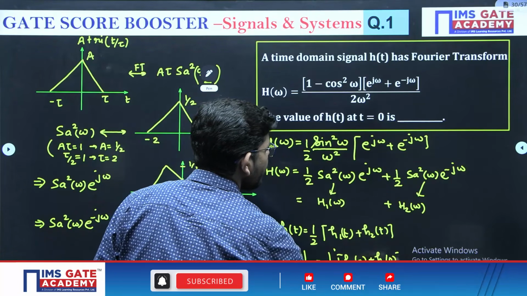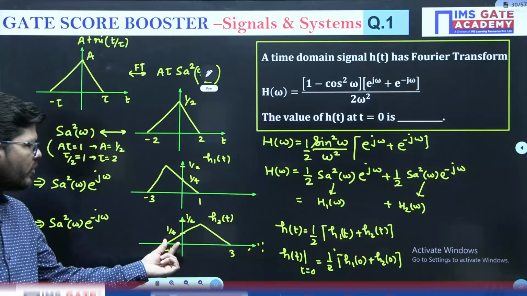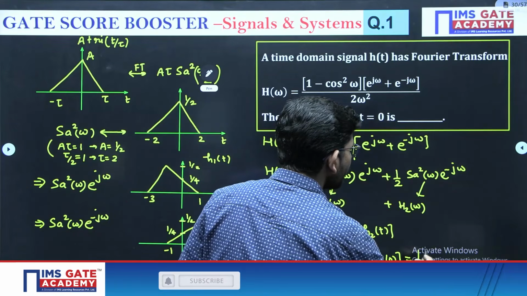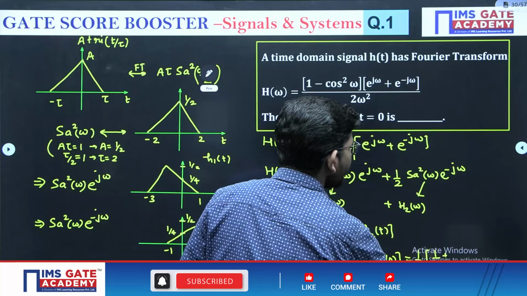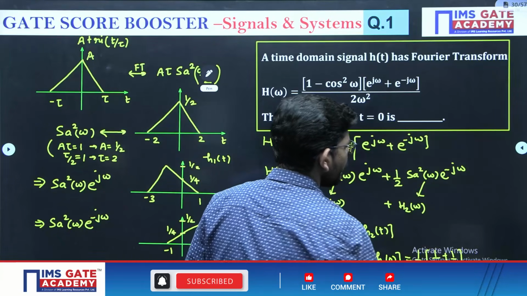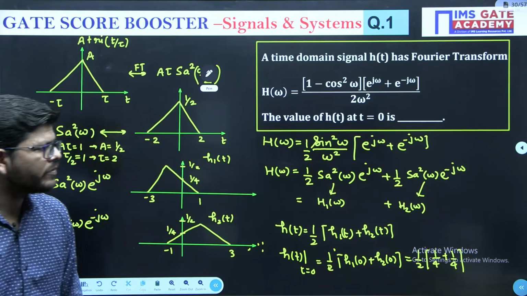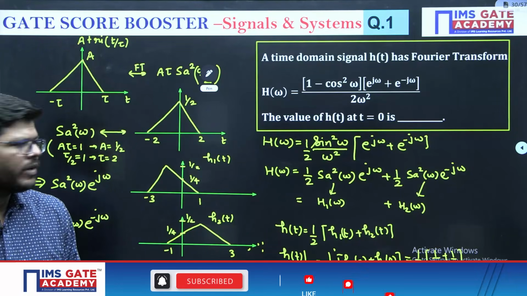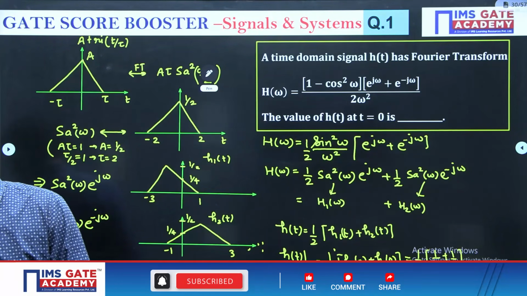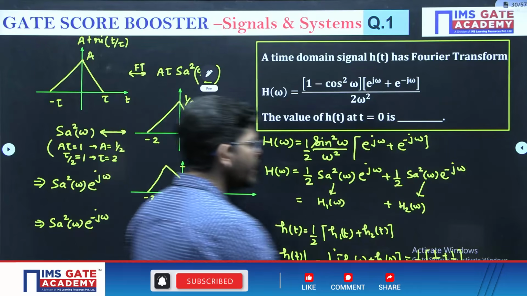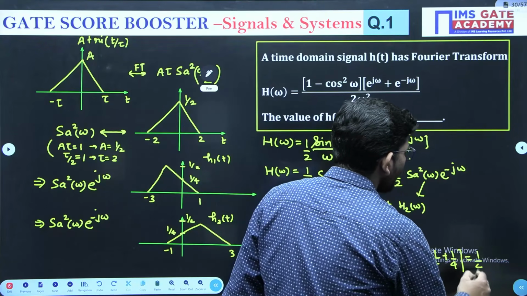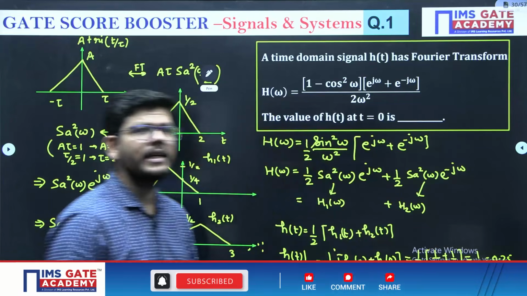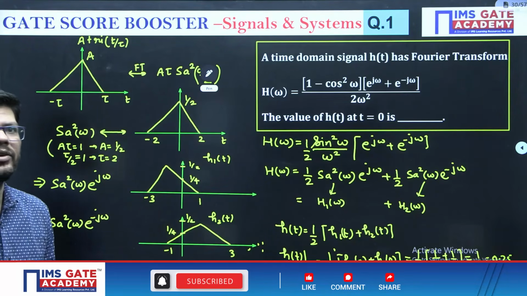The value of H1(t) at t equals 0 and H2(t) at t equals 0, both are 1 by 4. So 1 by 2, 1 by 4 plus 1 by 4. Okay, so 1 by 4 plus 1 by 4 will be 2 by 4 or 1 by 2. 1 by 2 into 1 by 2 will be 1 by 4. Okay, so you will get 1 by 4 or 0.25. Right? This is how you can get the answer of this question.